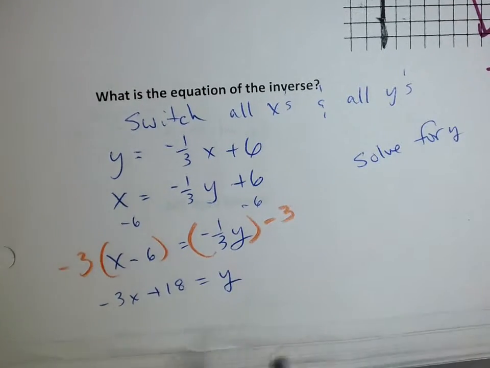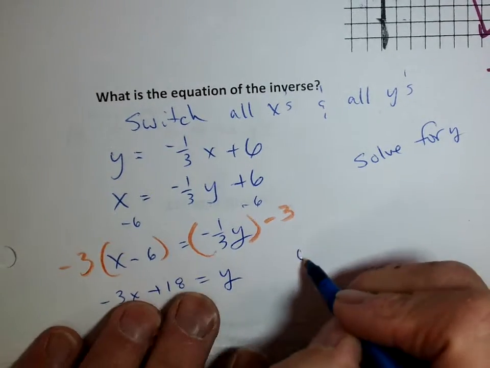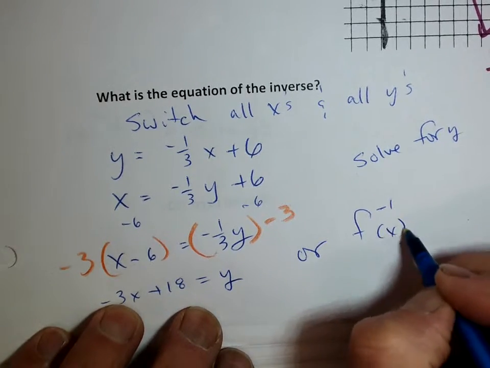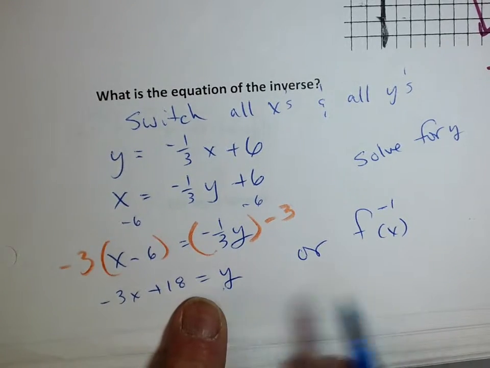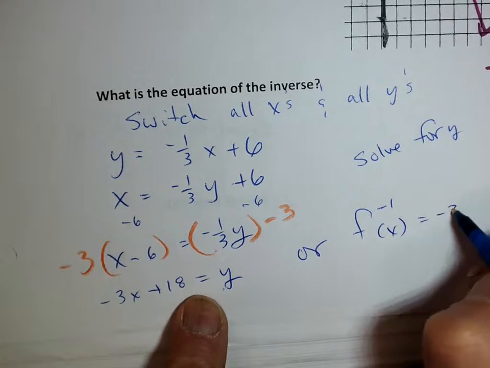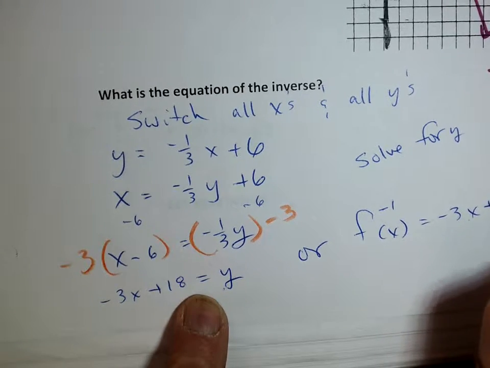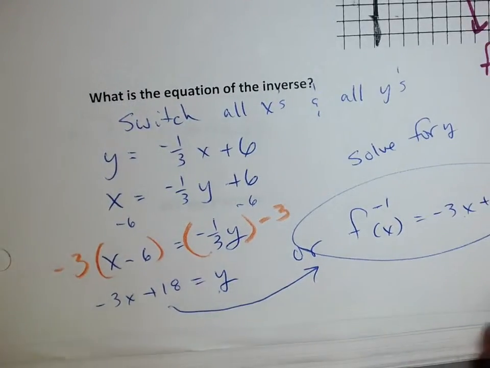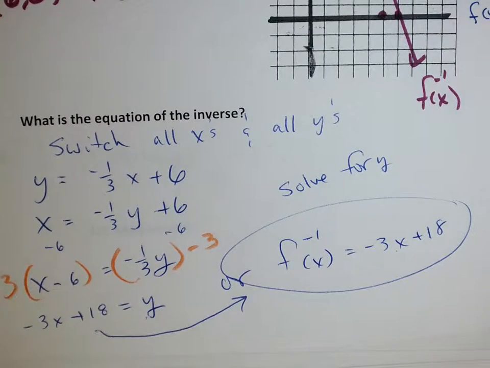Since it's the inverse, let's write it as f inverse of x, because my inverse is equal to negative 3x plus 18, okay? These are the same answers, but let's write it as an inverse because it is. So let's go f inverse. How am I doing? Am I going too fast or am I okay? Okay, thumbs up. Not too hard, is it?